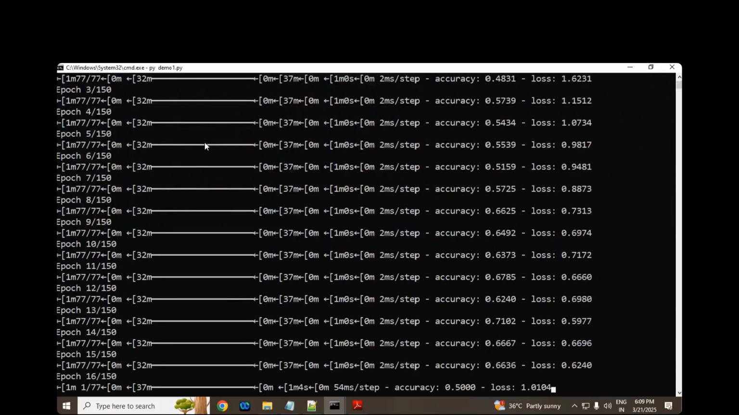Try to see here. There is a word, and that word will be accuracy. Try to observe, it is increasing. Loss is decreasing.